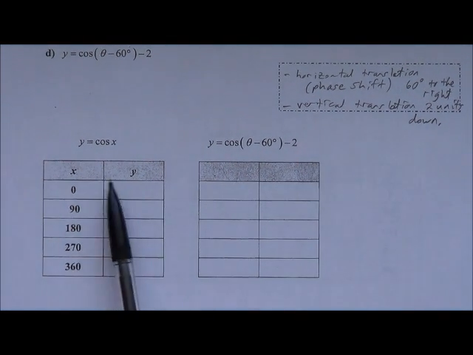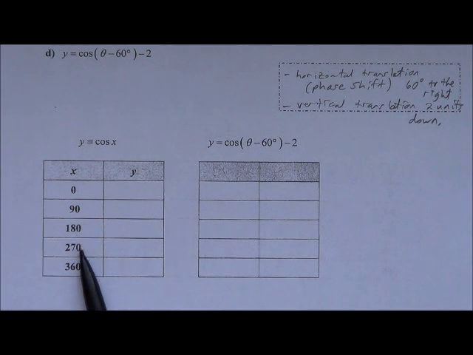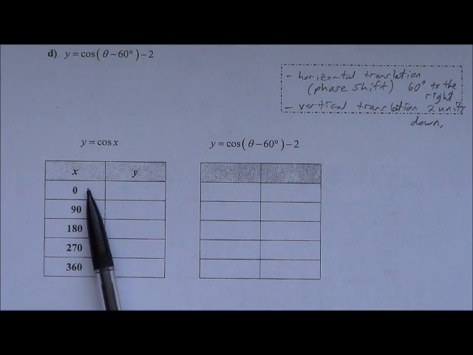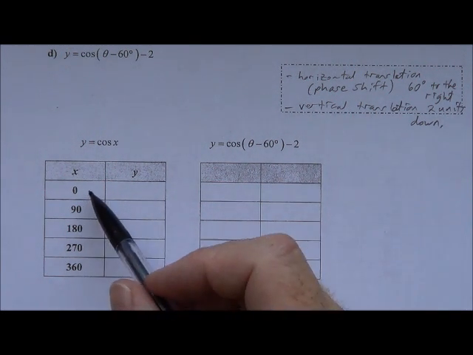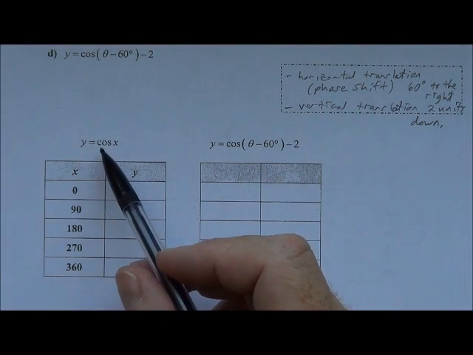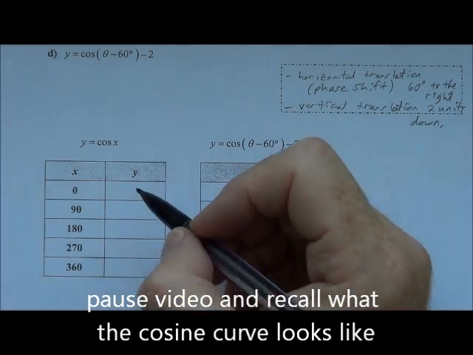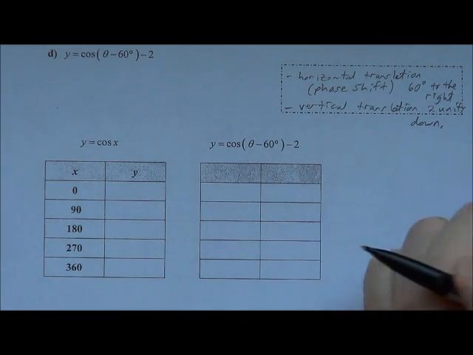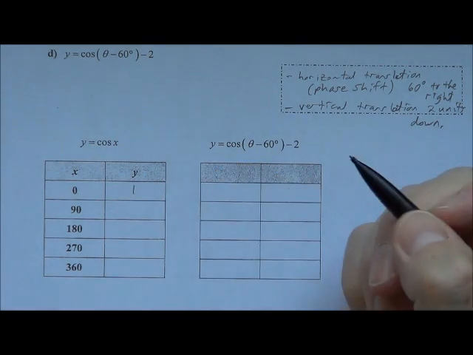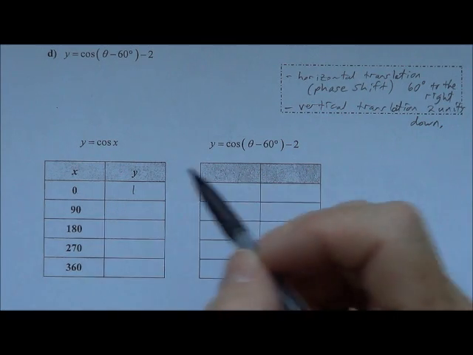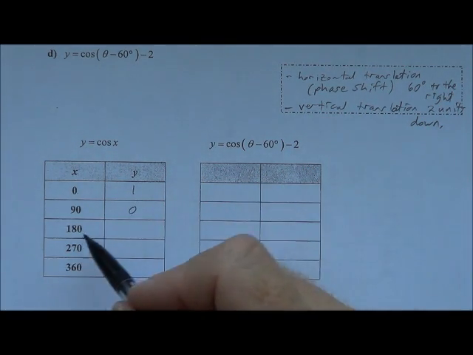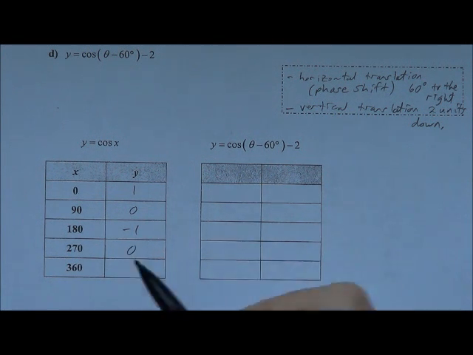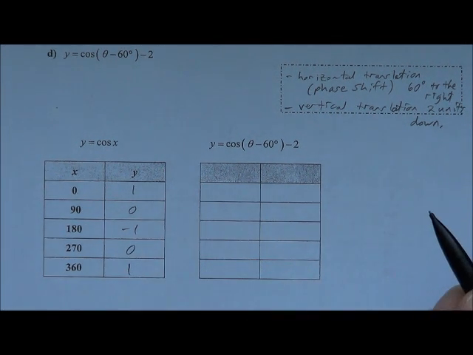Okay, so let's take a look here. Again, we've got the 5 main significant points of the cos function, and if you recall the cos function, when x is 0, y is what? Please complete these values here. So y is 1 when x is 0, when x is 90, y is 0, when x is 180, y is negative 1, when x is 270, y is 0, and when x is 360, y is 1 again.